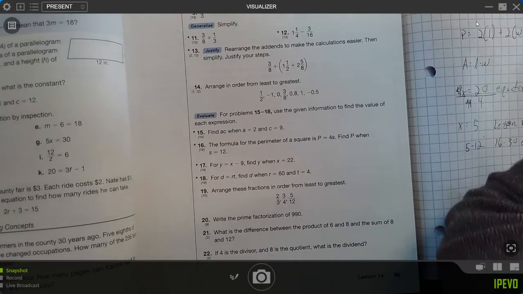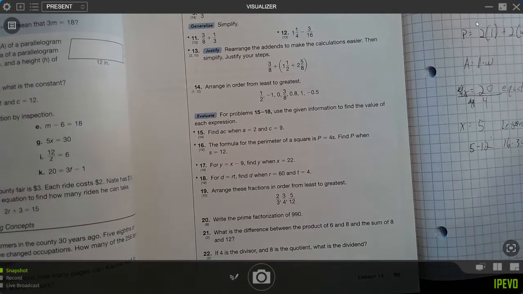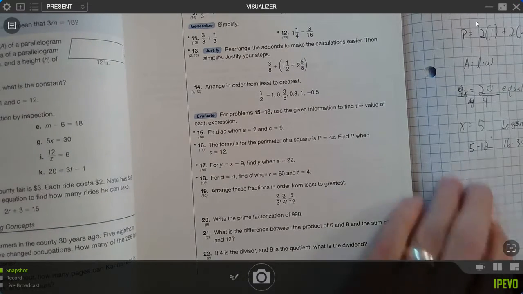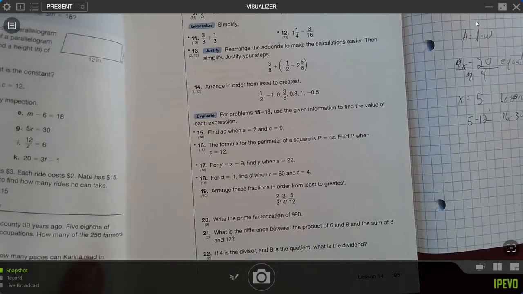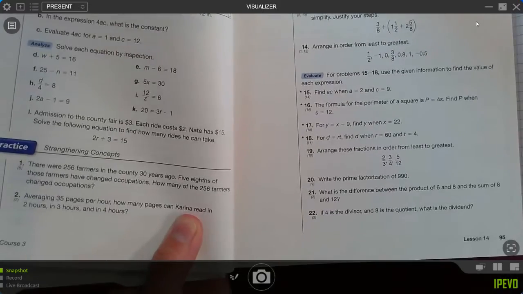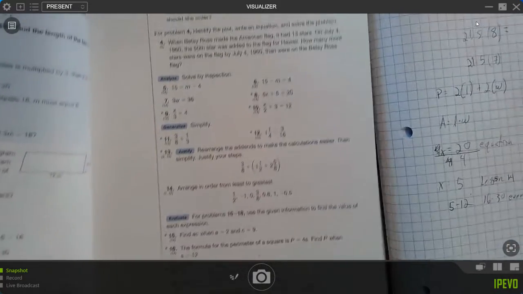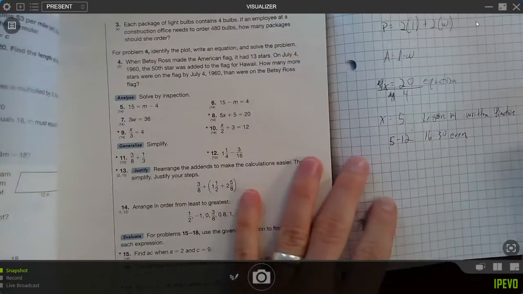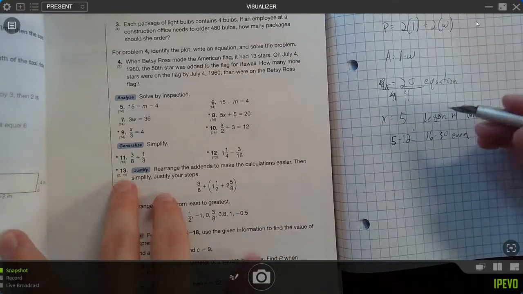So let's go ahead and jump into our last math of the week. Lesson 14, written practice, 5 through 12 and 16 through 30 even. Okay, so, let's see, we're starting right here. Okay, 15 equals m minus 4.